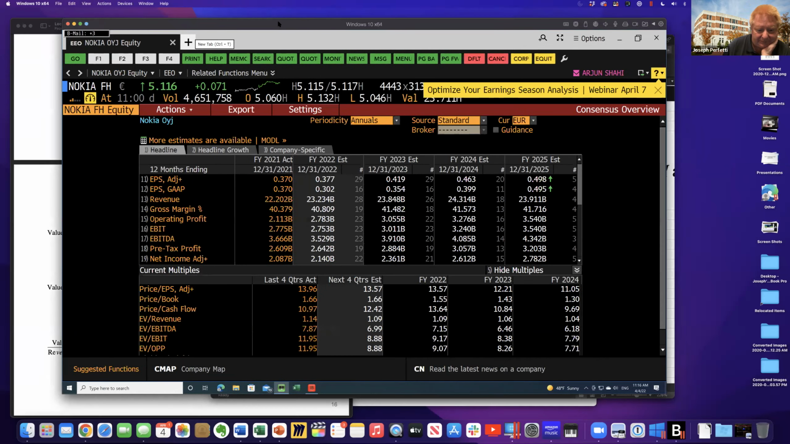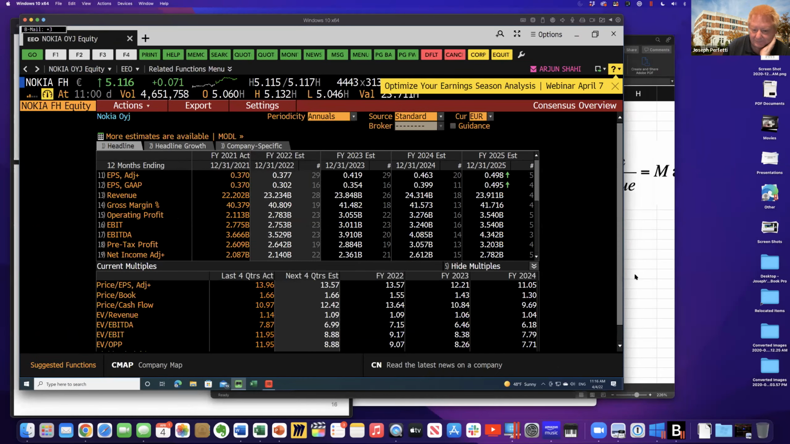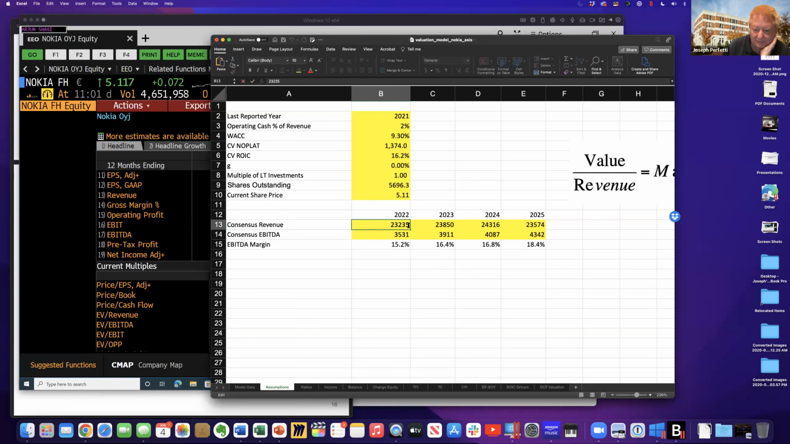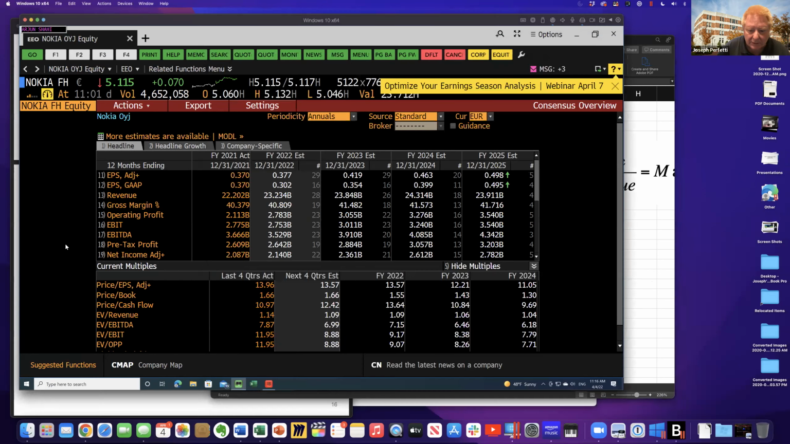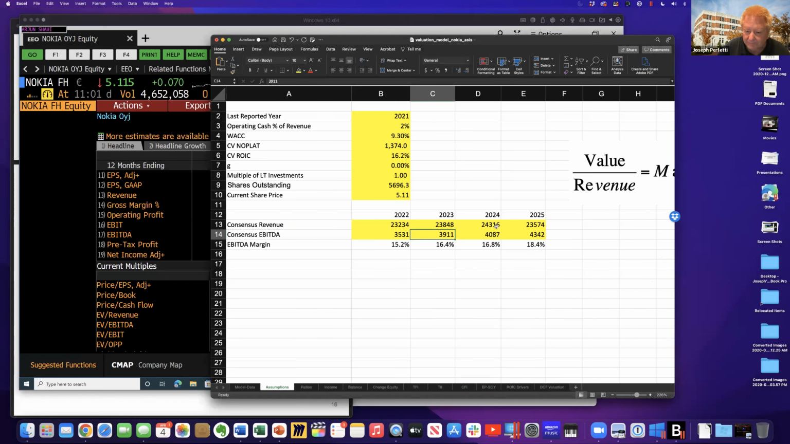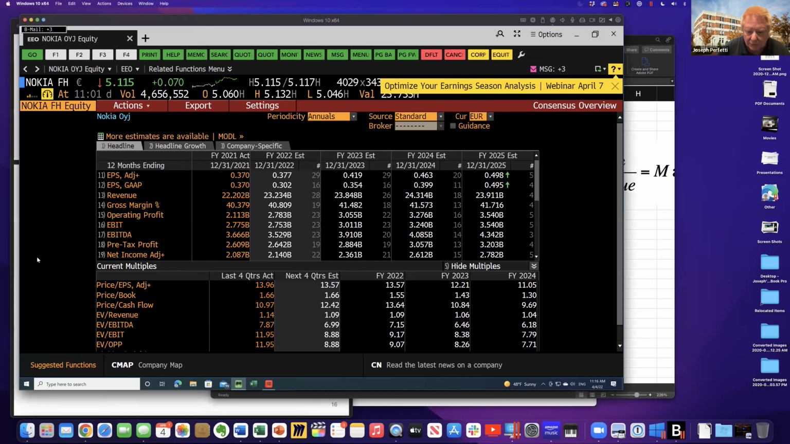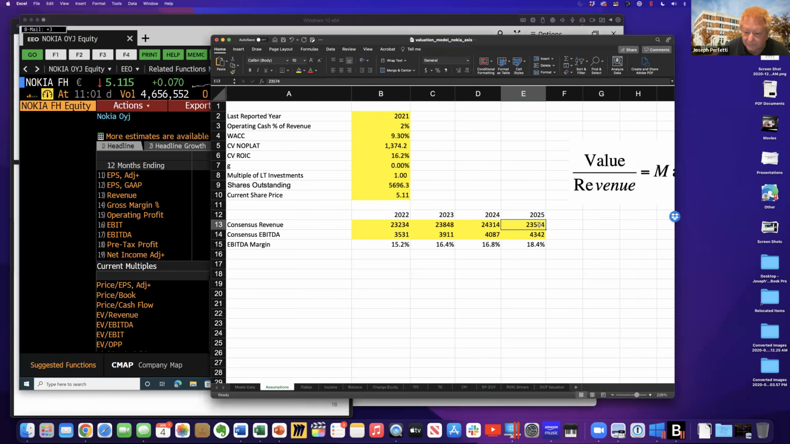To these numbers. So 23,234. 23,848. 23,314. And 23,911. Change the most.